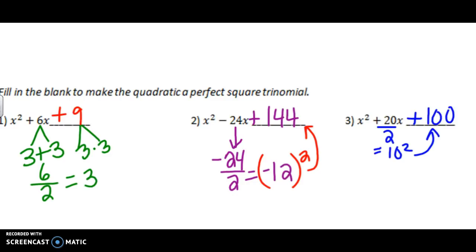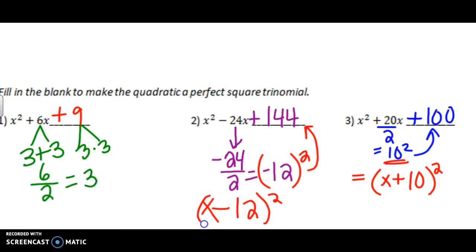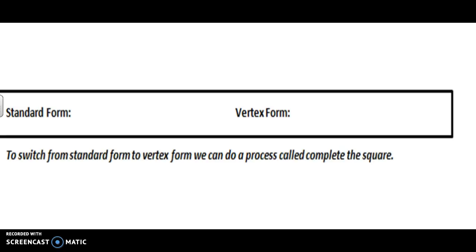For each one of these, we could then write them in their factored form, and their factored form is built off of that number that we found when we divided. So this would end up being x plus 10 quantity squared, and number 2 would end up being x minus 12 quantity squared. Just keep that in the back of your mind because this next part has us talking about what is standard form versus what is vertex form.